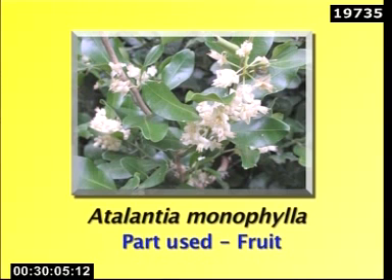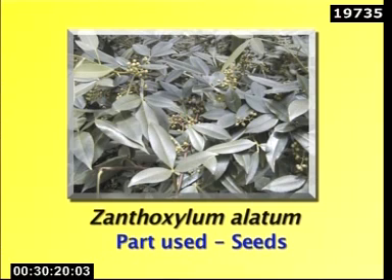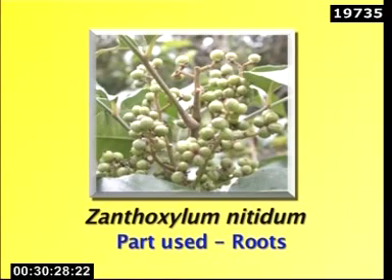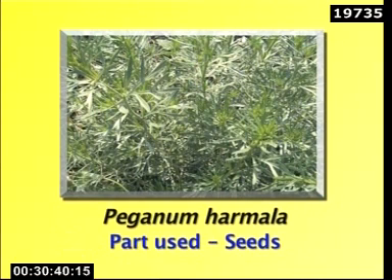Atalantia monophylla gives us an oil from its fruits and is used in paralysis and rheumatism. Casearia febrifuga bark is used in the treatment of malaria. Xanthoxylum alatum seeds are used in cholera and the plant is insect repellent. Roots from the Xanthoxylum nitidum are used in toothache, and the bark and roots of Murraya koenigii are used in intestinal disorders. Peganum harmala seeds are given in asthma, neuralgia and rheumatism.